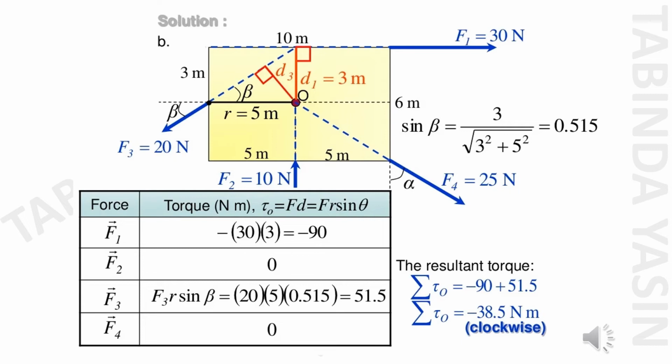So calculating the torques by substituting the values: for F1 with angle alpha, that is minus 13 into 3, that is minus 39, F2 is equal to 0, and F3 is F3 times R times sine beta, putting in the value of sine beta, that is 20 into 5 into 0.515, that is 51.5, and F4 is equal to 0. So the resultant torque is minus 39 minus 90 plus 51.5, which gives minus 38.5 Newton meter. You know that the negative sign shows that the torque or the rotation is in the clockwise direction.